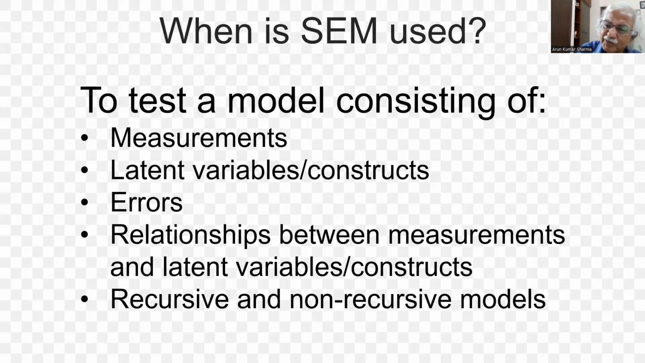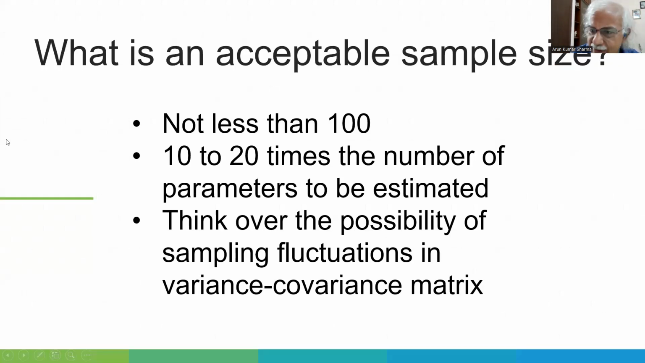Sometimes constructs depend on a variety of variables. So your modernity as a construct may depend on your orientation for time. It may also depend on efficacy. It may depend on the need for achievement, or on many other social, psychological, political or cultural variables, and so on. So there are variables, there are latent variables or constructs, there are errors. There are relationships between measurements and latent variables, and these relationships may be recursive or non-recursive. And this way we have a structure or a structural equation model.